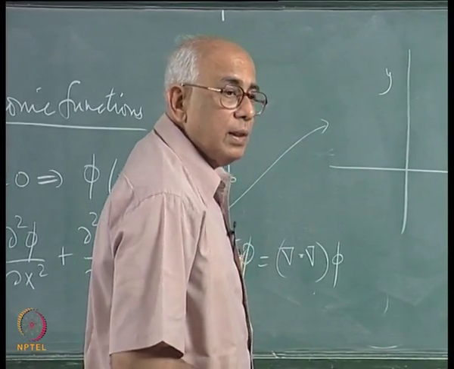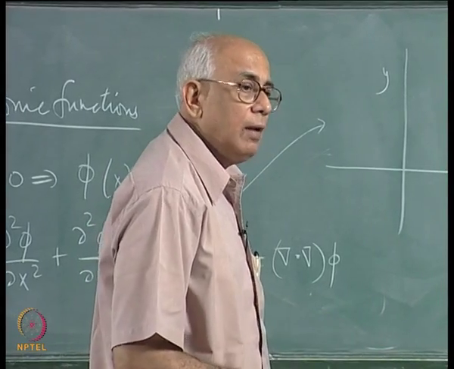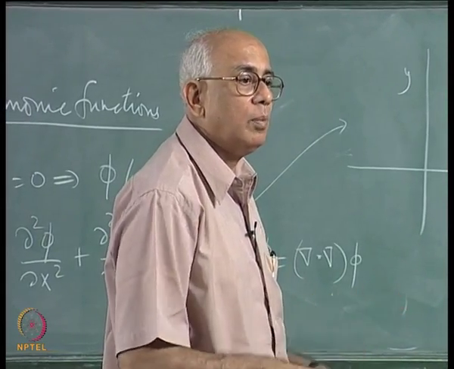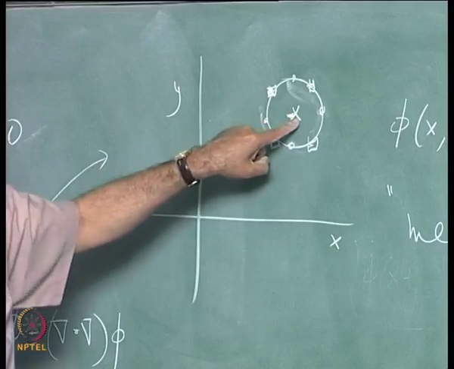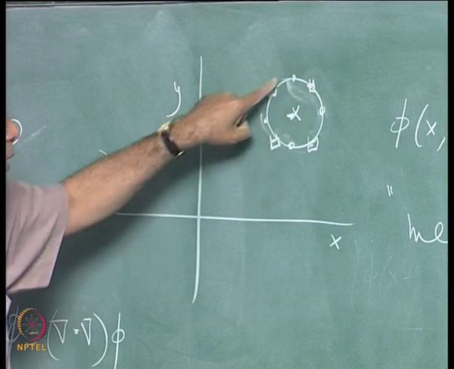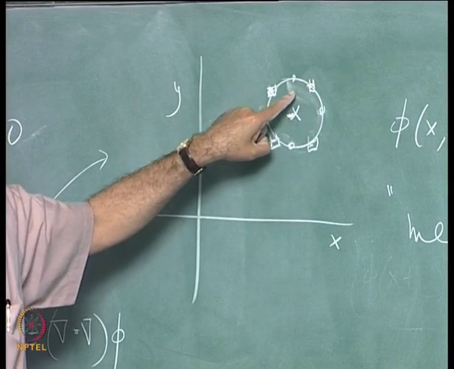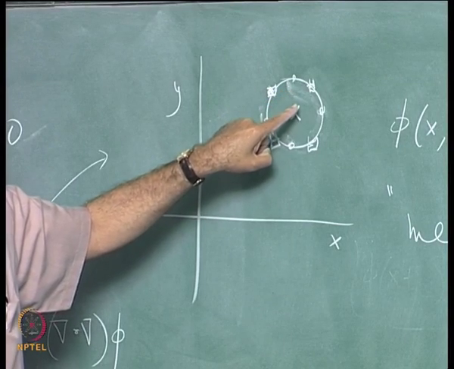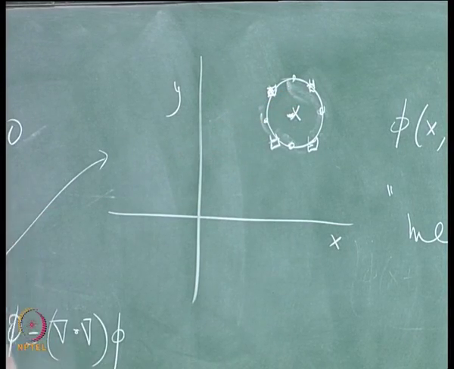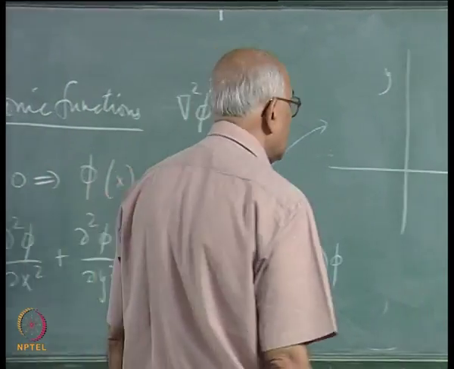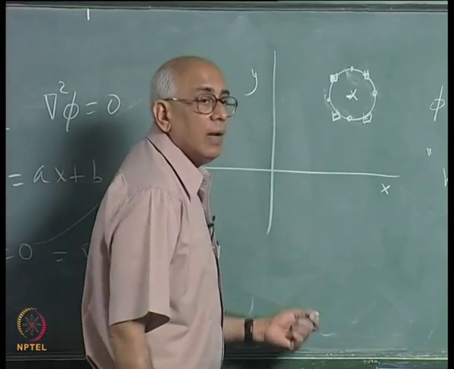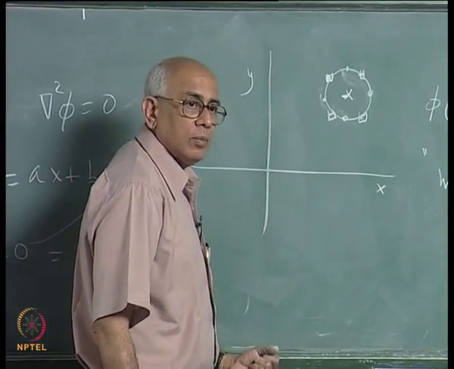Now what it implies is that you cannot in such a situation have an absolute maximum or an absolute minimum at any point for a harmonic function, because if this point were an absolute maximum, it is larger than the values at all these points, but then it can't be the average of those values. And similarly for an absolute minimum. So a harmonic function cannot have absolute maxima or absolute minima in the region in which it is harmonic. So it satisfies a mean value theorem and has no absolute maxima or minima.